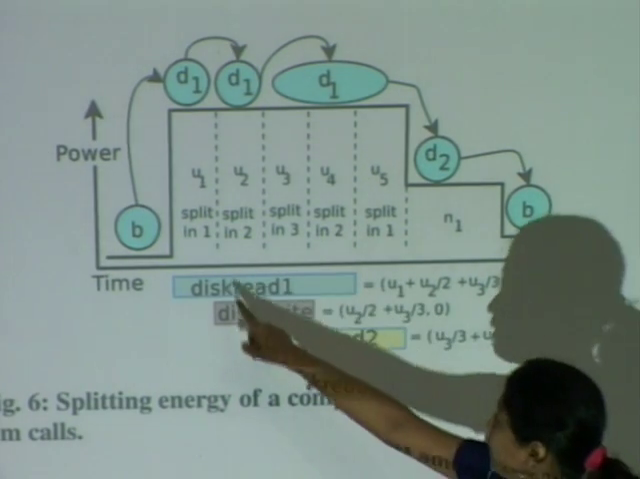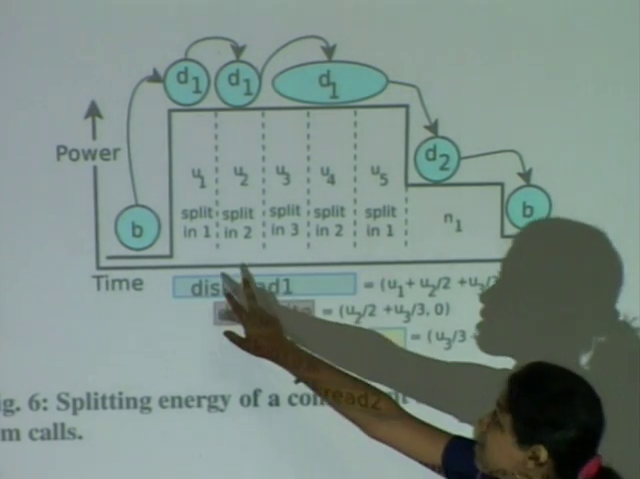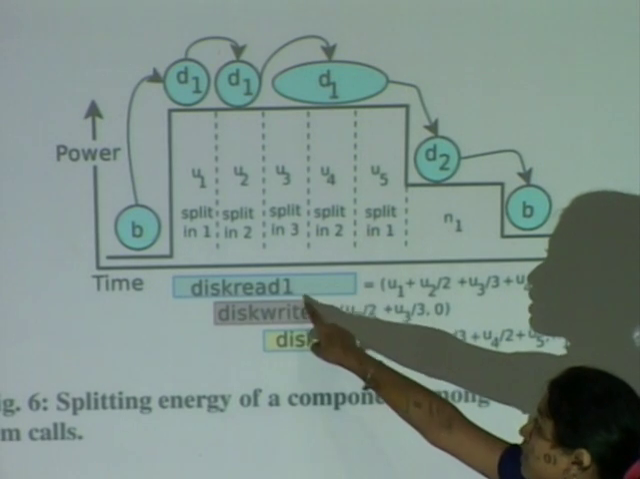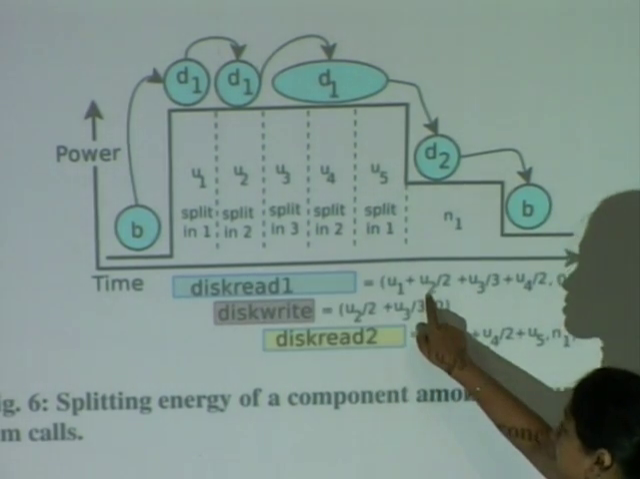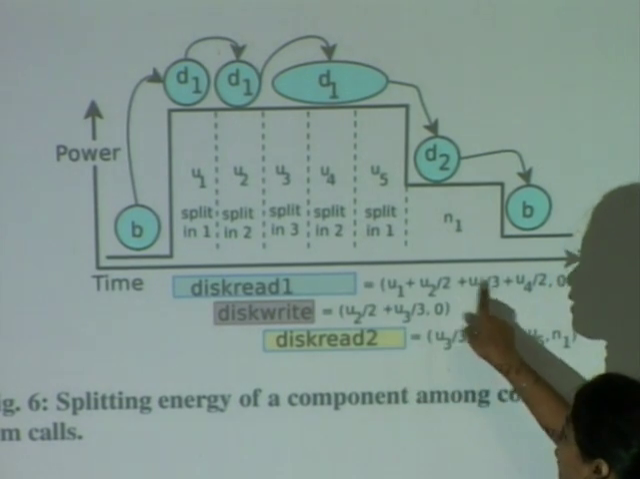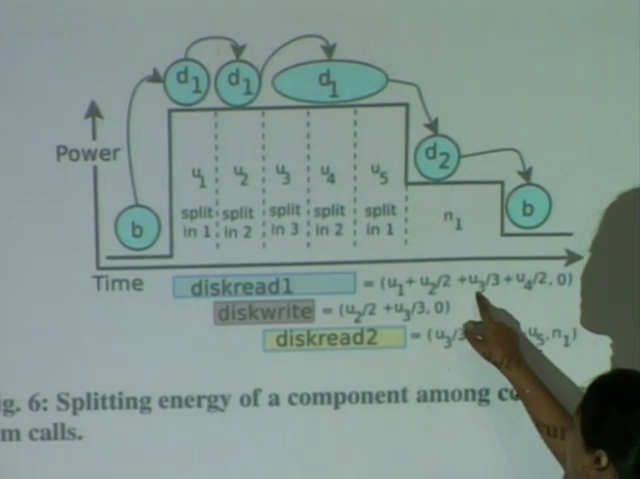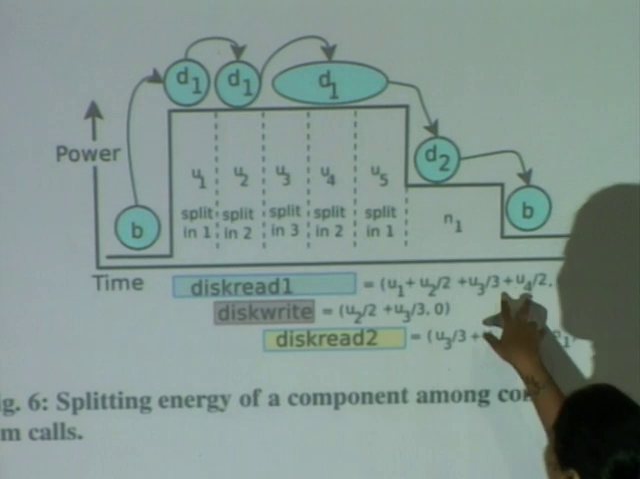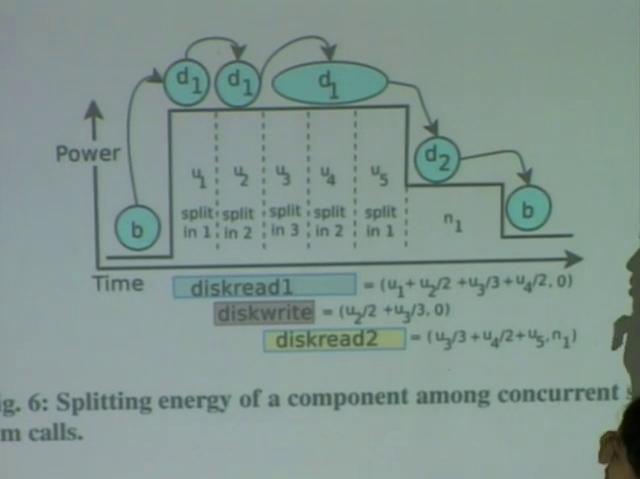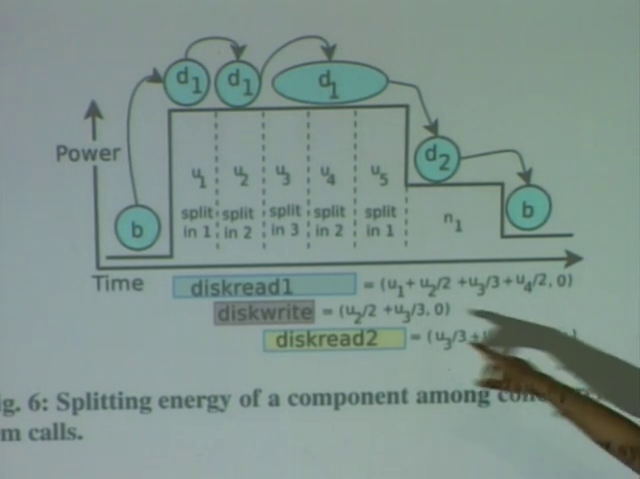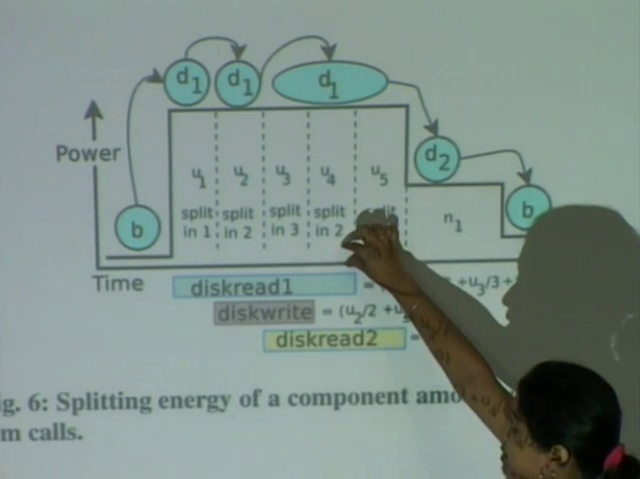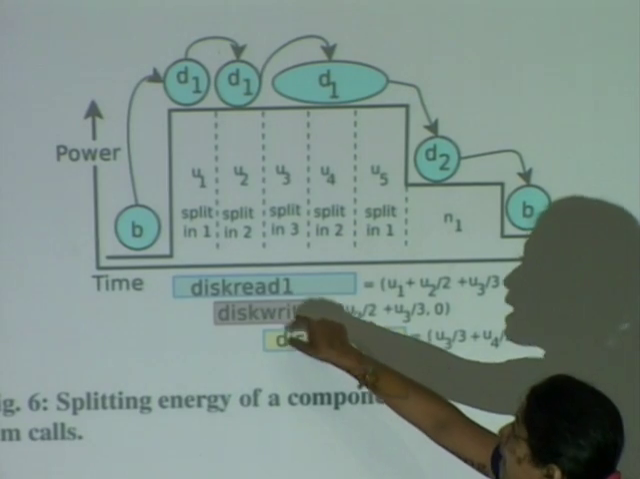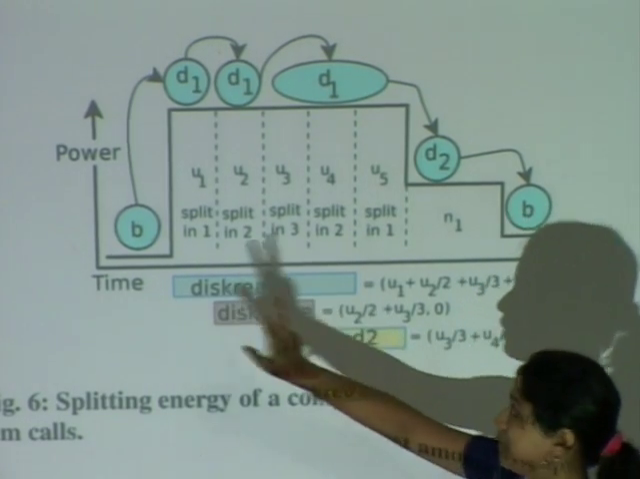In the first interval only U1 is there, corresponding to discrete one. Then in the second interval, half of it is consumed by discrete one. Then one third of it is consumed here. Like that it is there. Like in the fourth interval, they have considered that only these two reads are running, whereas this write is running in these two intervals.